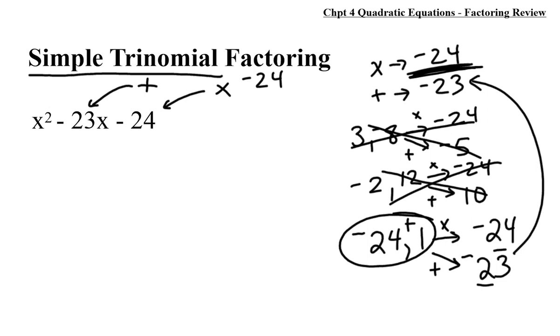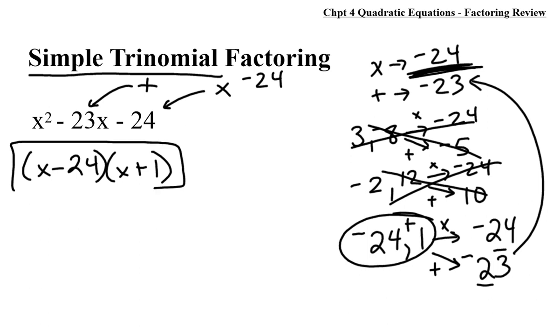So the factored form would be x minus 24 times x plus 1. Trinomial has become a binomial times a binomial. If we did FOIL, we would end up with what we started, and that would be a good thing. There's your factored form. Simple trinomial.